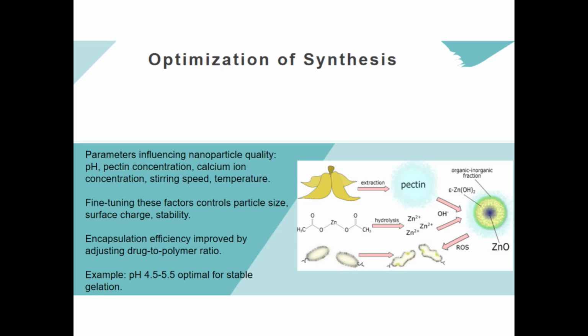However, regardless of the method, a crucial step in the development process is the optimization of synthesis parameters. Factors such as pH, polymer concentration, ionic strength, stirring rate, and temperature significantly influence nanoparticle characteristics such as size, surface charge, encapsulation efficiency, and stability. For example, maintaining the pH in the range of 4.5 to 5.5 often results in more stable gel networks and better control over nanoparticle morphology.